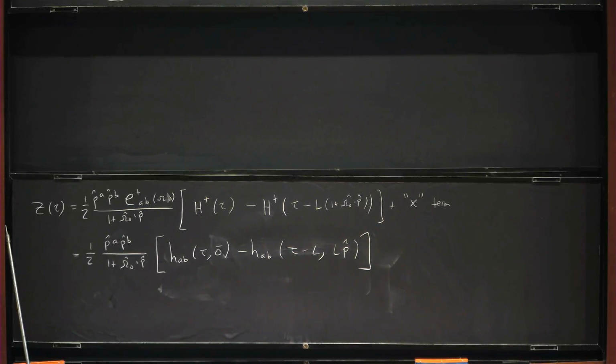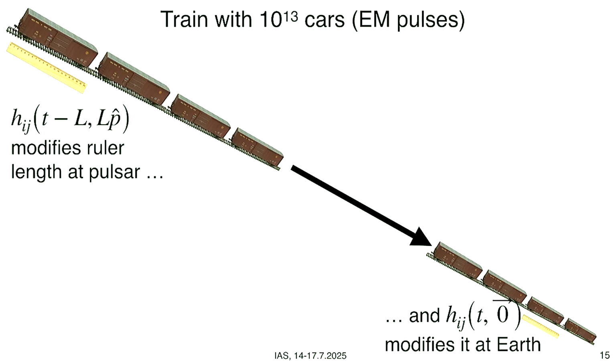And one way of thinking about this is that when the pulses leave the pulsar, the metric perturbation, at the time the pulse leaves, at the location of the pulsar, is modifying a bit the length of the ruler, which is determining how far apart these cars are, or how long each car is. And then, the ruler at the Earth is also modified. And so what you see is the difference.